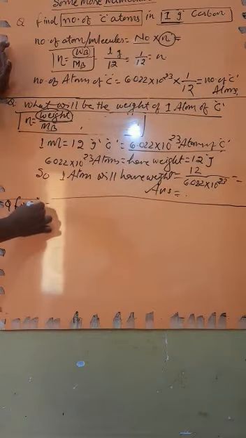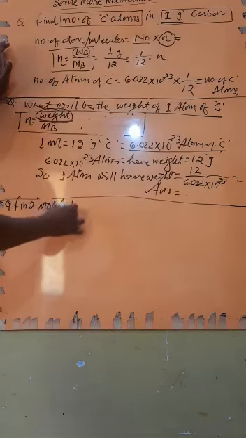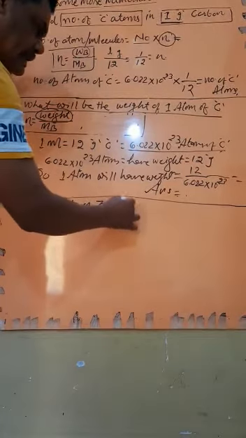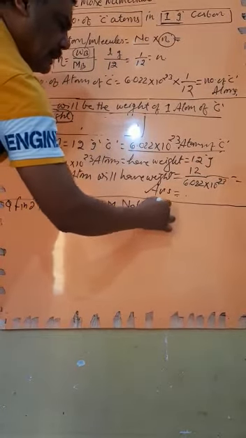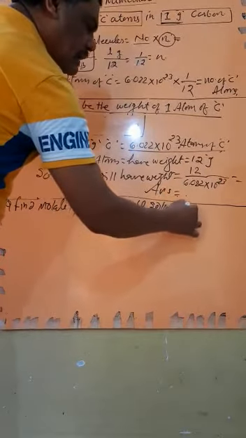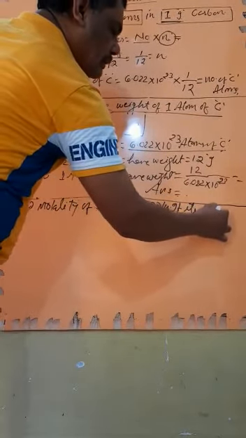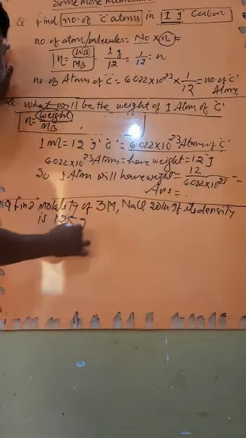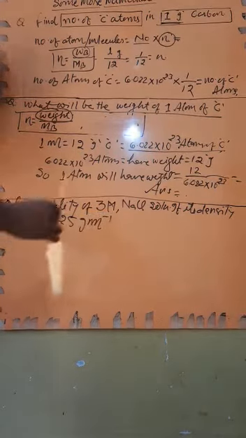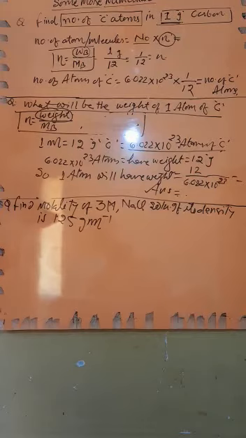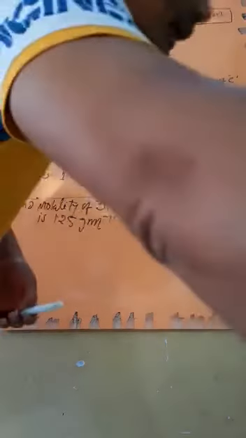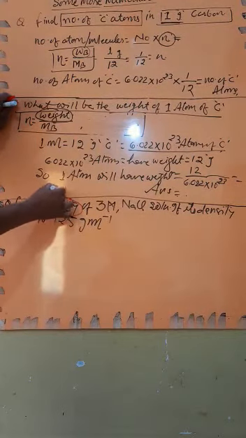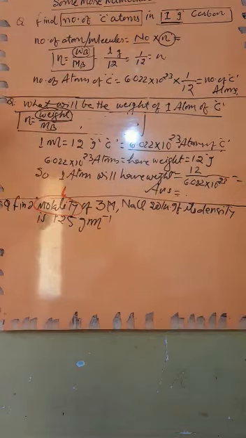Find the molality of 3M NaCl solution if its density is 1.25 gram per ml. Now what do we have to find? We have to find molality. Remember, here I am using the term molality. Molality is denoted by small m.